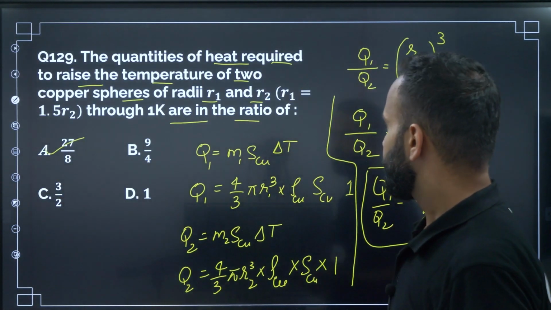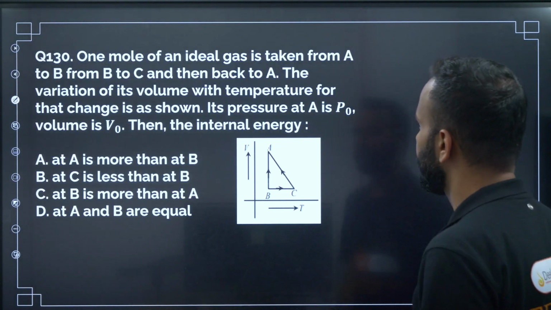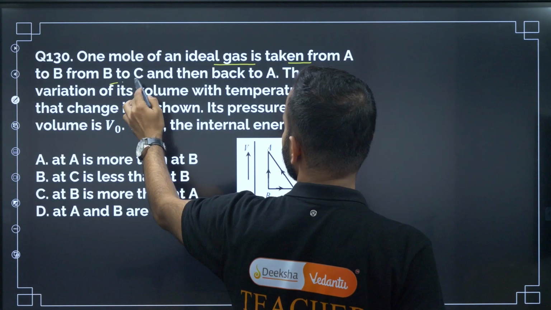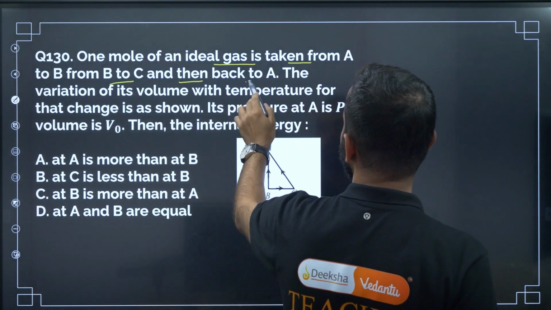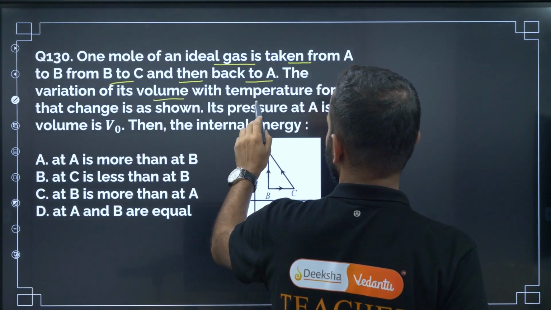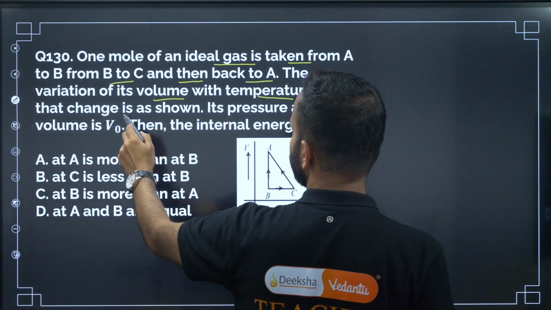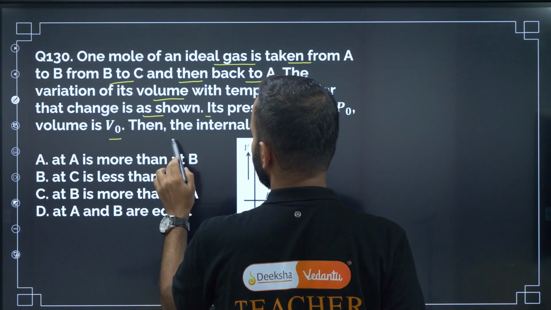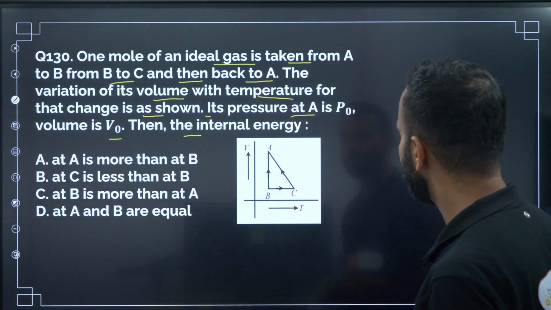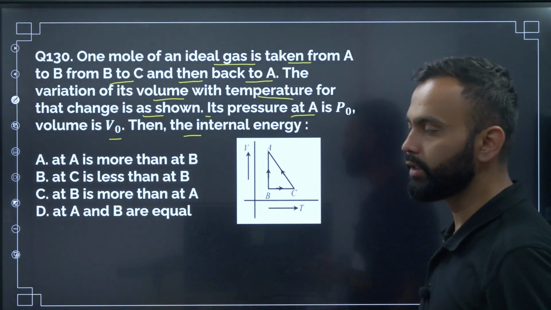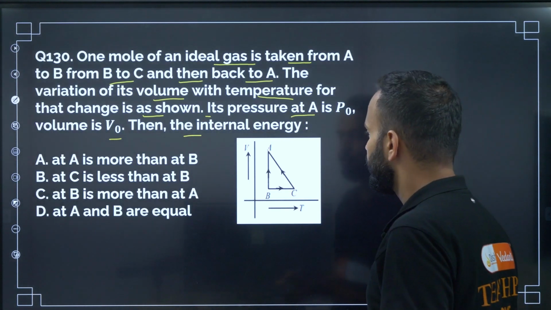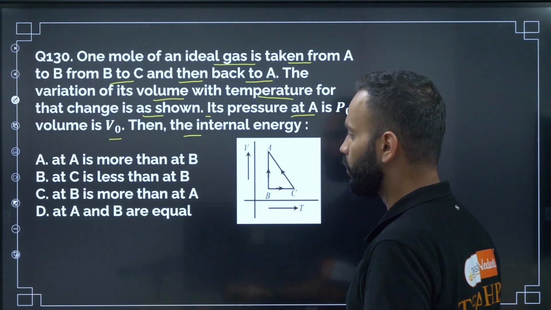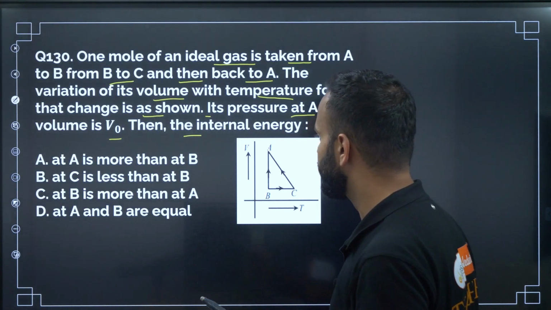Okay. Next question. Question number 130. 1 mole of an ideal gas is taken from A to B, from B to C, and then back to A. The variation of its volume with temperature for that change is as shown. Its pressure at A is P naught, volume is V naught, then the internal energy. Okay, we need to find at which point the internal energy is what, whether internal energy changes or not. We need to identify the internal energy, that's it.